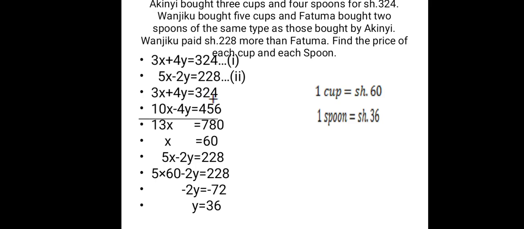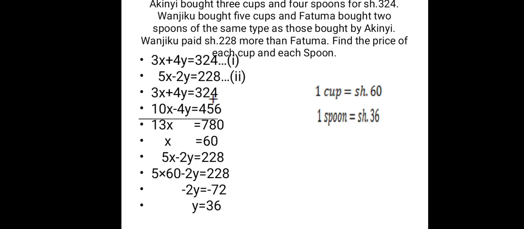Akinyi bought 3 cups and 4 spoons for 324 shillings. Wanjiku bought 5 cups and Fatuma bought 2 spoons of the same type as those bought by Akinyi. Wanjiku paid 228 shillings more than Fatuma. Find the price of each cup and each spoon.